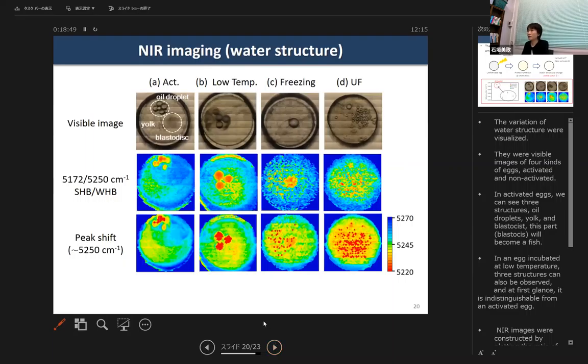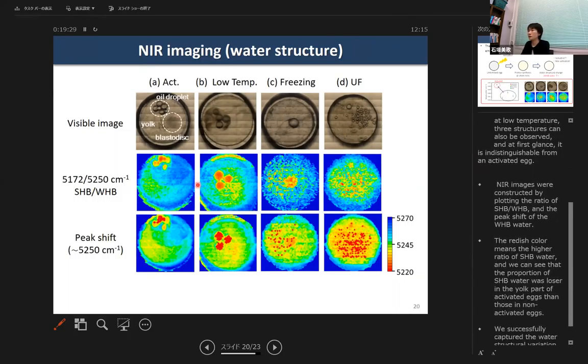The variation of water structure was visualized. This is a visible image of four kinds of eggs, activated and non-activated. In activated eggs, we can see three parts of the eggs: oil droplets, yolk, and blastocyst. This part will be fish. In an egg incubated at lower temperature, three structures can also be seen at first glance. It is indistinguishable from an activated egg.